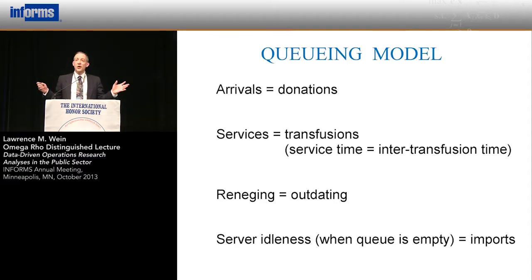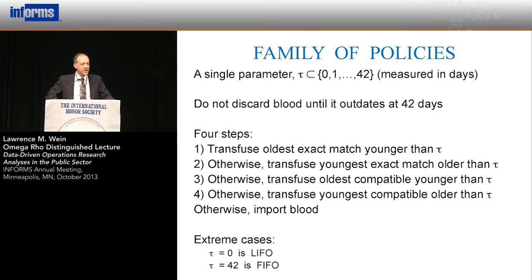Okay, so this is a queuing model. Think of the donations of blood as being the arrivals to the queuing system and the transfusions of blood being the service process.